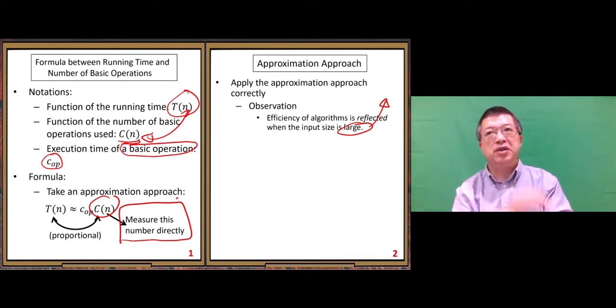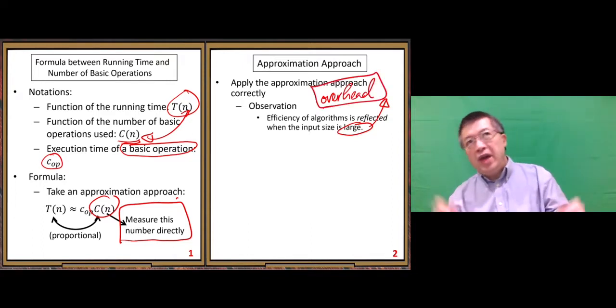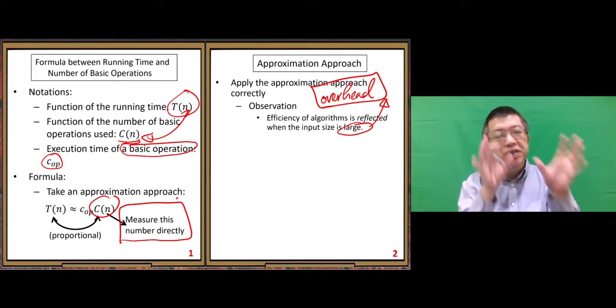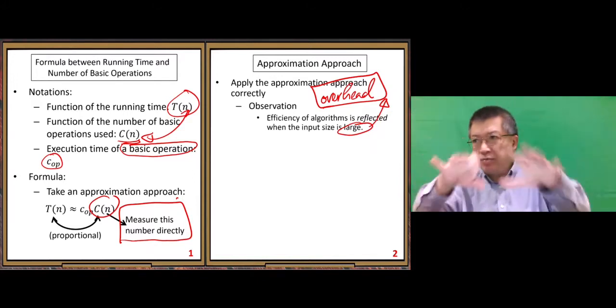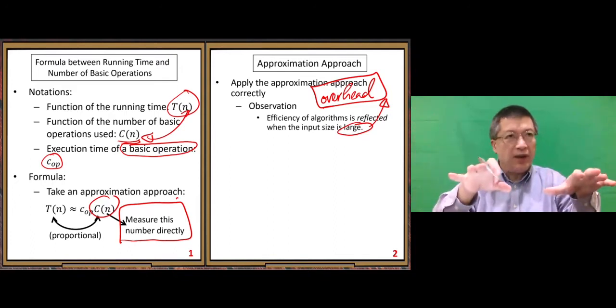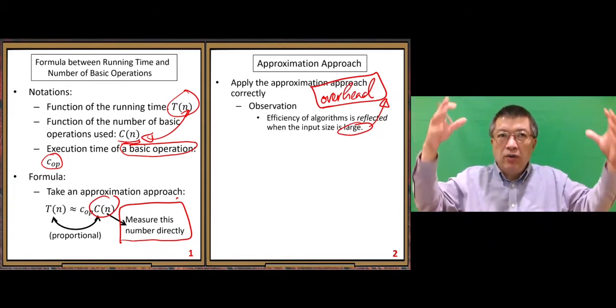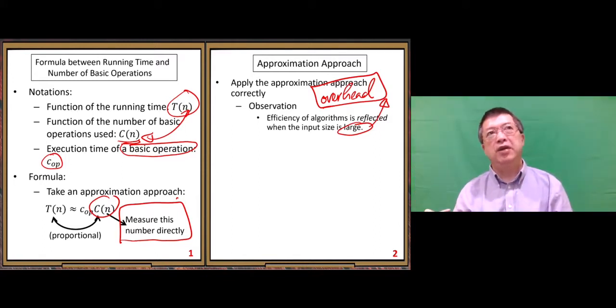Why is that? Let me describe it. Because there is something called overhead. Overhead means the preparation work. When the input size is small, you need to do some preparation work to arrange a lot of resources, put things here and there, get things ready. So it takes a lot of time. When the input size is small, the overhead part will take a large portion of your total running time. So then your theoretical analysis will not give you a good estimate.